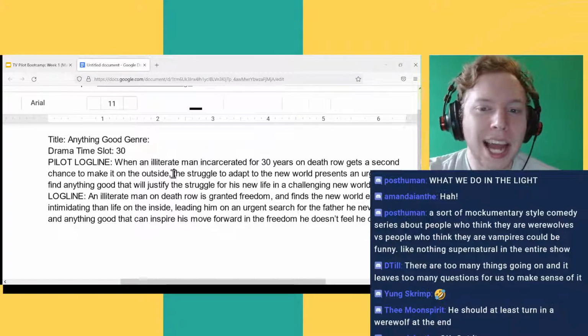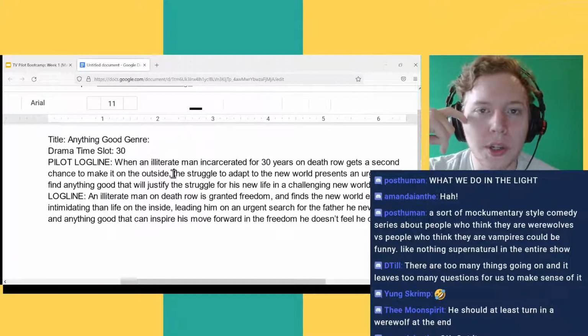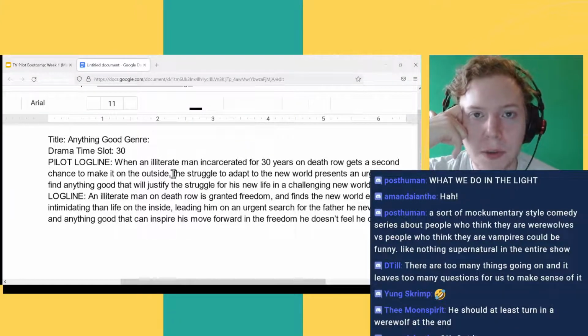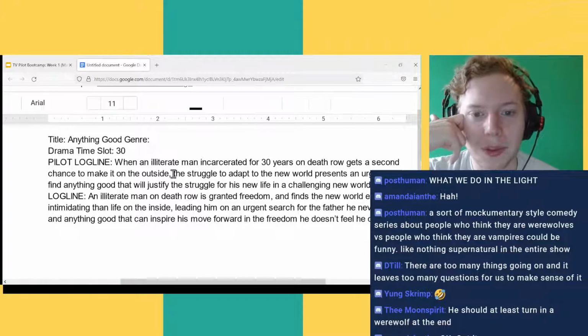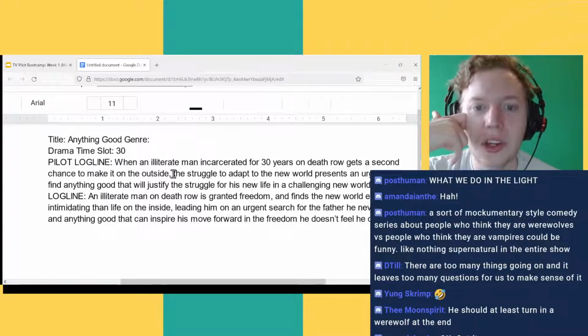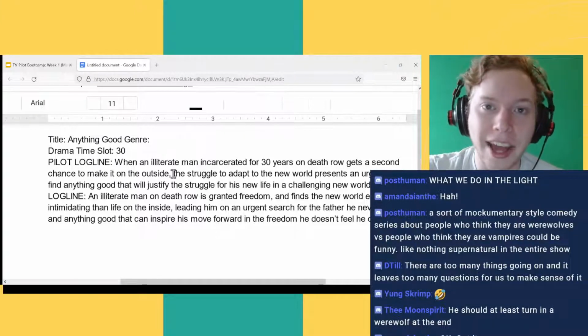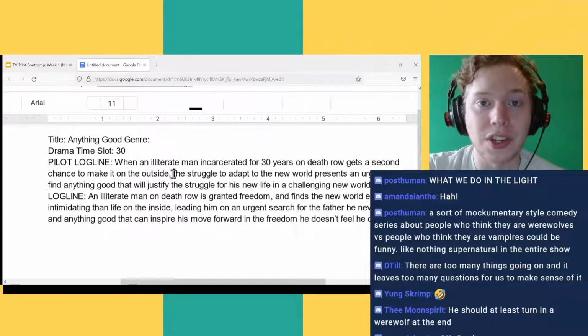Instead of using all these words to explain something that we can already basically understand, like he struggles to adapt to the new world and the urgency to find anything good that will justify the struggle for his new life in a challenging new world, you didn't even really need to say any of that, right? It's a guy gets out of prison and needs to readjust to life after 30 years.